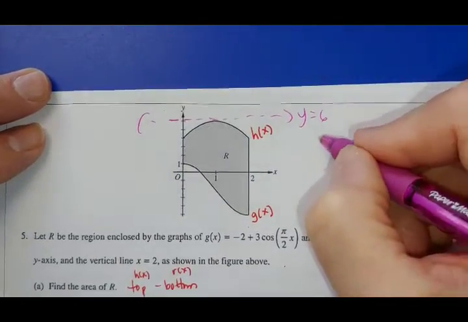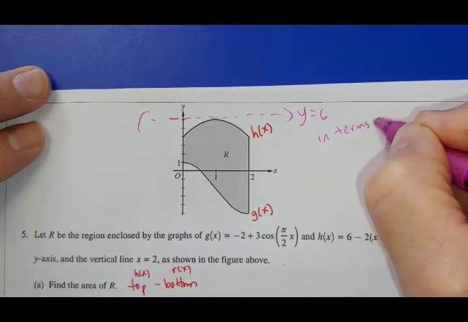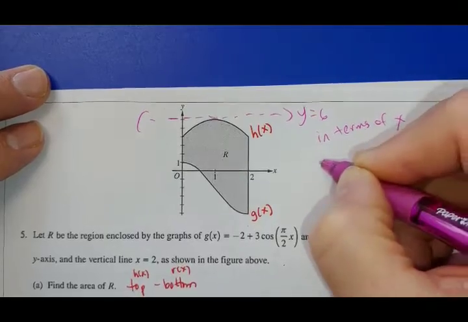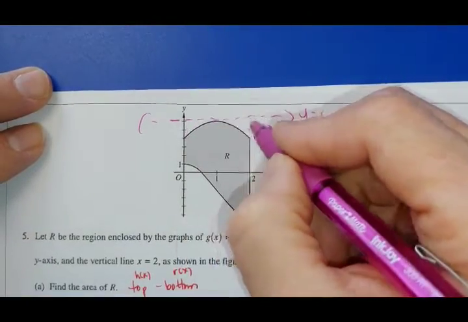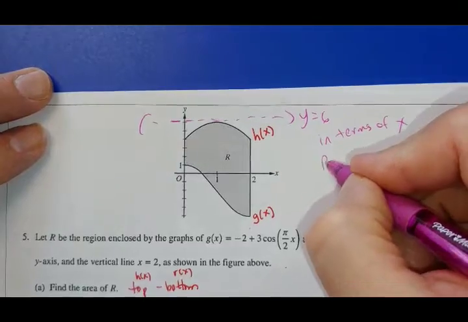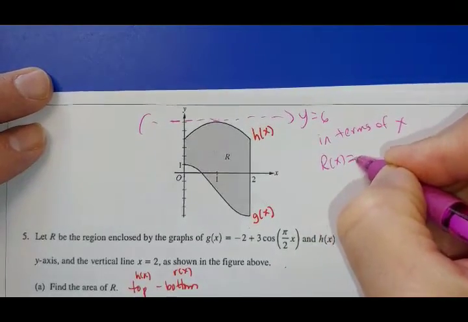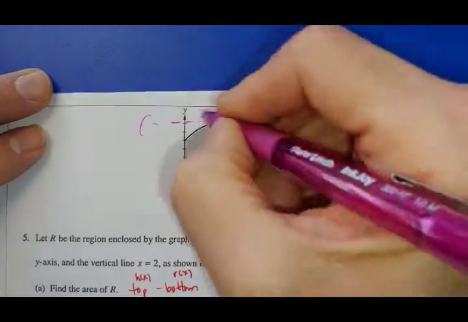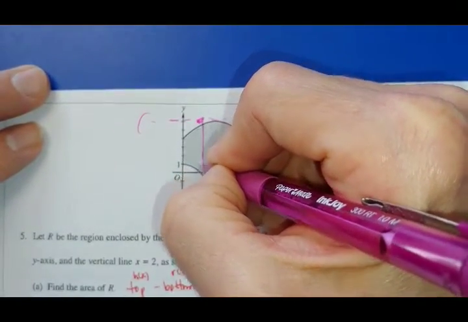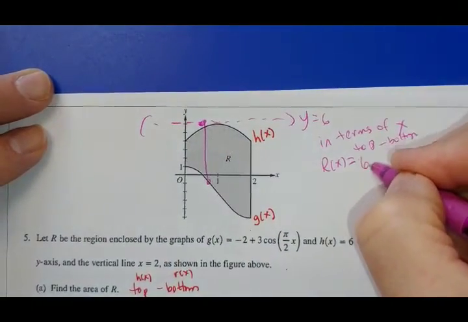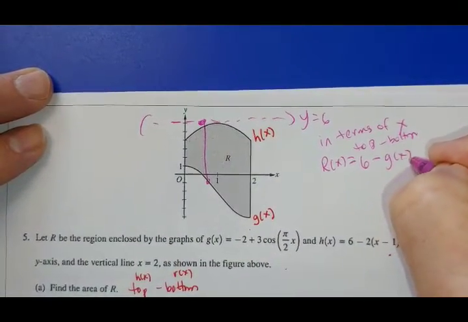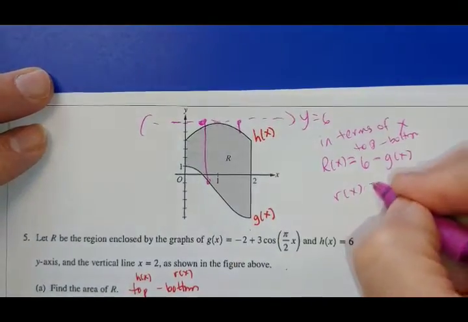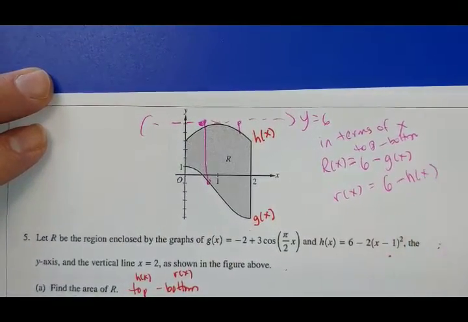So I know now that I am in terms of x, and there's going to be a hole in the graph because there's some space between the axis of revolution and the curve. So I'm going to have big R of x, which is top minus bottom, from the axis of revolution to the outside curve. So in this case, that'll be 6 minus g of x. Little r is from the axis of revolution to the inside curve. So that's 6 minus h of x.